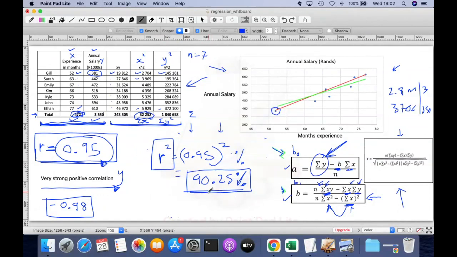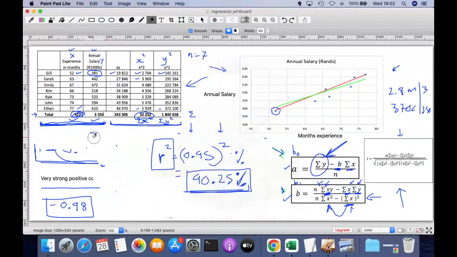Now, what this actually means, well, what does 90.25% mean? All right, let me get some space on the board here to explain it.